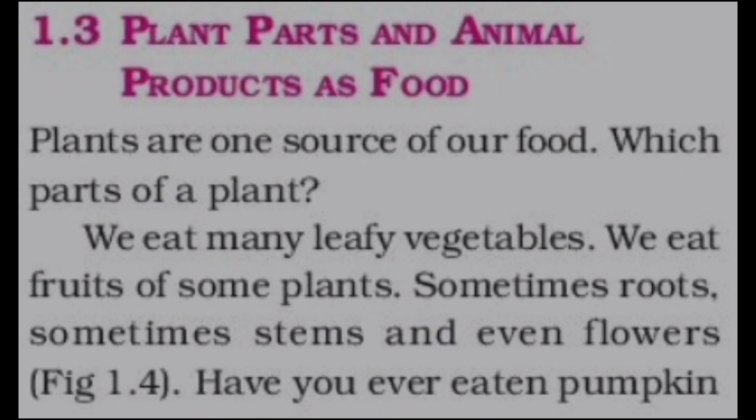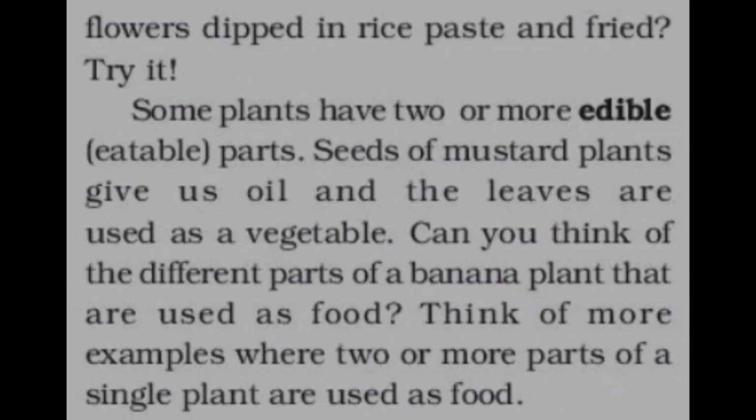Plant parts and animal products as food. Plants are one source of our food. Which parts of a plant? We eat many leafy vegetables. We eat fruits of some plants, sometimes roots, sometimes stems and even flowers. Have you ever eaten pumpkin flowers dipped in rice paste and fried? Try it. Some plants have 2 or more edible parts. Seeds of mustard plants give us oil and the leaves are used as vegetable.